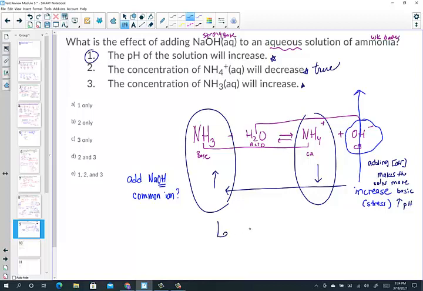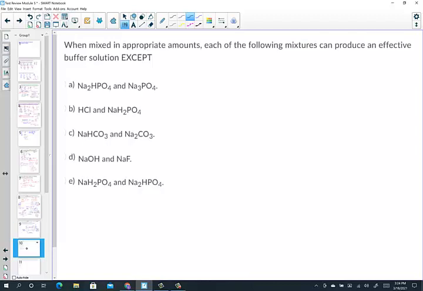So when you're looking at these types of problems on your test or quiz, apply Le Chatelier's principle. It's really just an application of a common ion effect in disturbing equilibrium. Shall we try another thought question? When mixed in appropriate amounts, which of the following mixtures can produce an effective buffer? Except, so we're looking for the exception, which means it cannot produce.